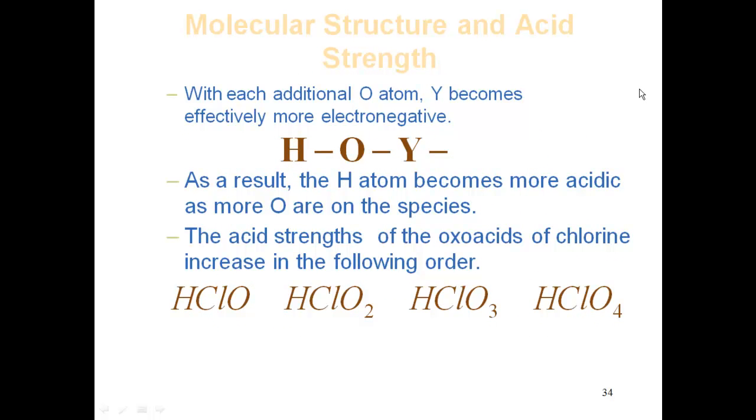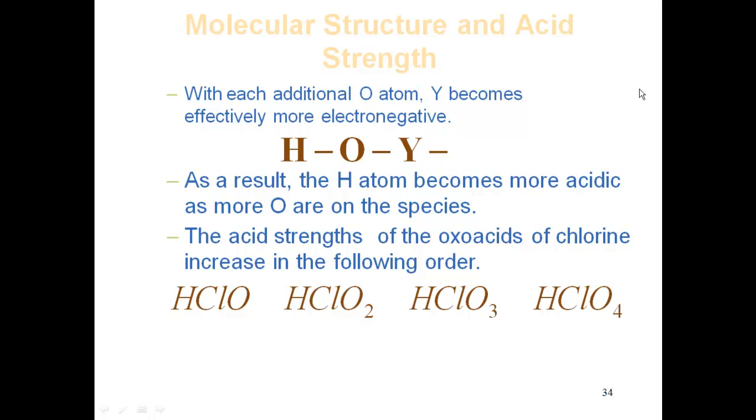Now, with each additional oxygen, you add more electronegativity, so Y becomes more electronegative. If I keep adding oxygens, we're going to pull more and more and weaken that bond more, so hydrogens are going to be released more. As a result, the hydrogen atom becomes more acidic as more oxygens are on the species.